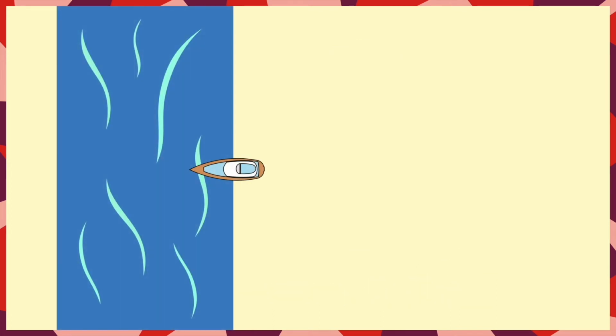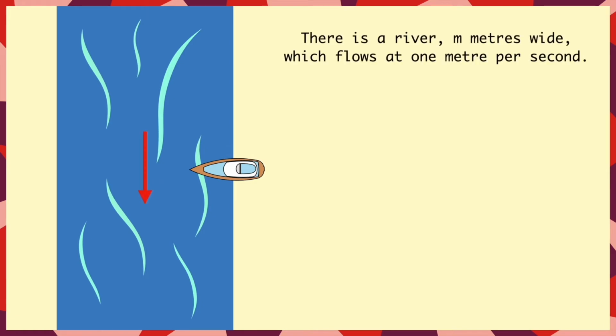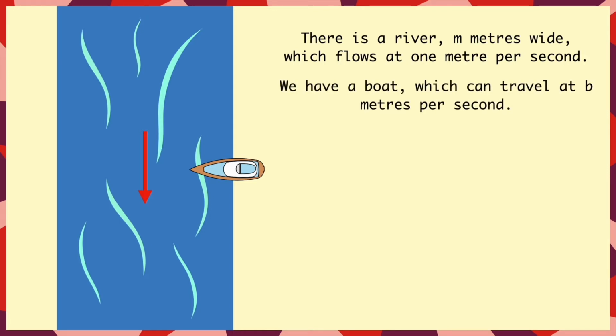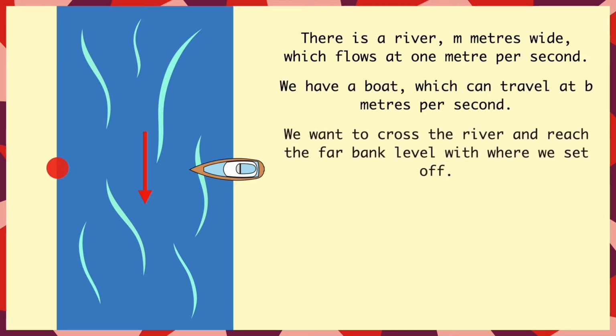Today we have a fun but very tricky problem which will really test your ability to solve differential equations. And the problem is this. There is a river m meters wide which flows at 1 meter per second. We have a boat which can travel at b meters per second, and we want to cross the river and reach the far bank level with the point where we set off.